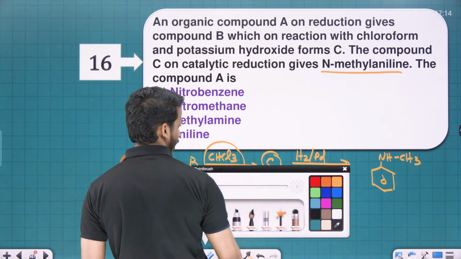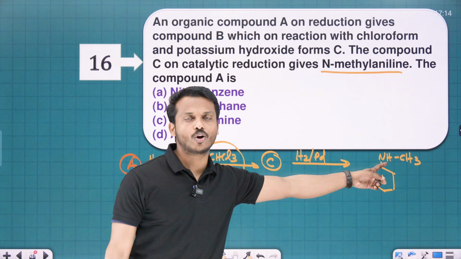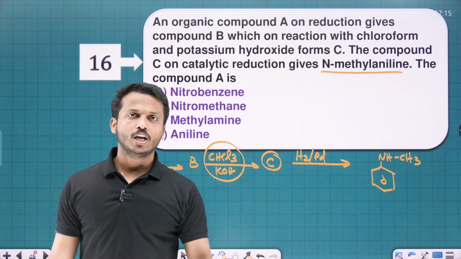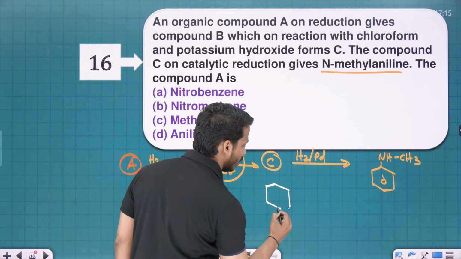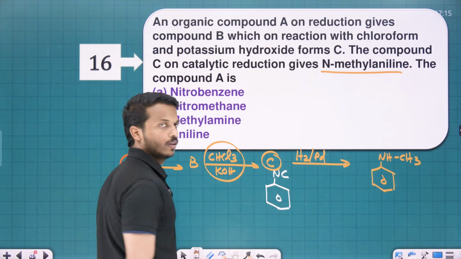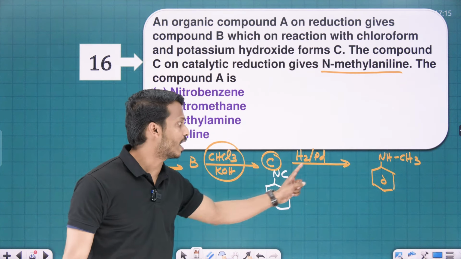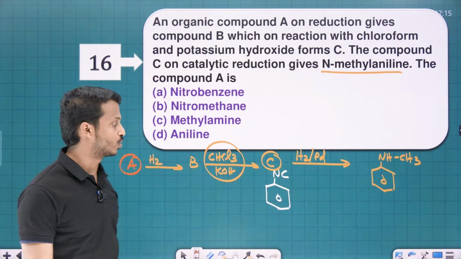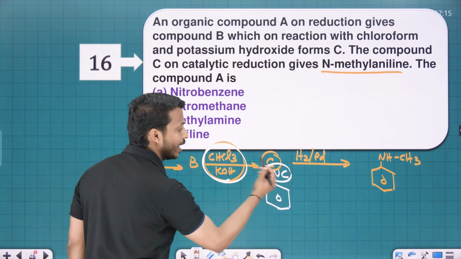The compound A is, okay, let's make a back calculation. Is it a secondary amine or not? Yes. If you want to get a secondary amine by reduction, it should be an isocyanate, NC. You know, cyanide on reduction gives a primary amine. Isocyanate on reduction gives a secondary amine. So it's an isocyanate. Yes, we know the carbylamine reaction means isocyanate is the product.